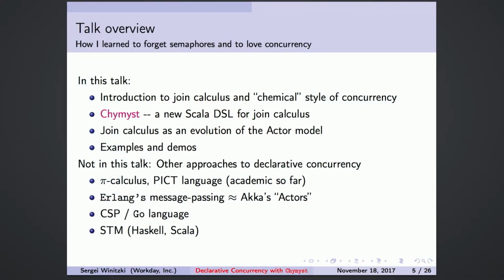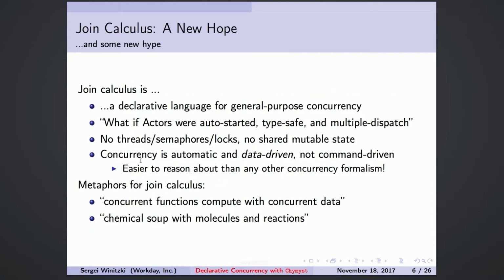There are other approaches to declarative concurrent programming, which I'm not going to mention any more than just by name, such as pi calculus. Pi calculus is a little similar to joint calculus, but it's actually harder to use, lower level compared with joint calculus. Erlang's message passing is the same as Akka's actors. CSP, the communicating sequential processes, is the basis for concurrency in the Go language, which is also kind of declarative for certain things, but it's also less high level. Finally, software transactional memory is another approach.